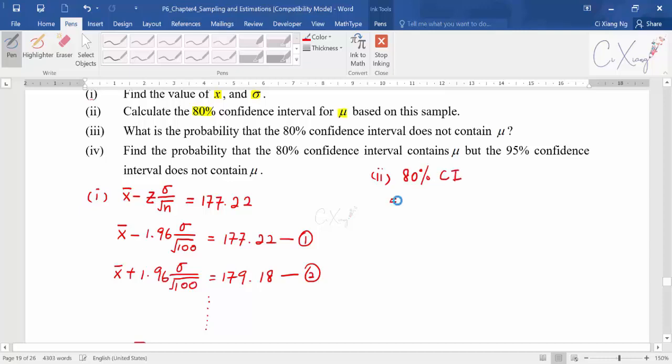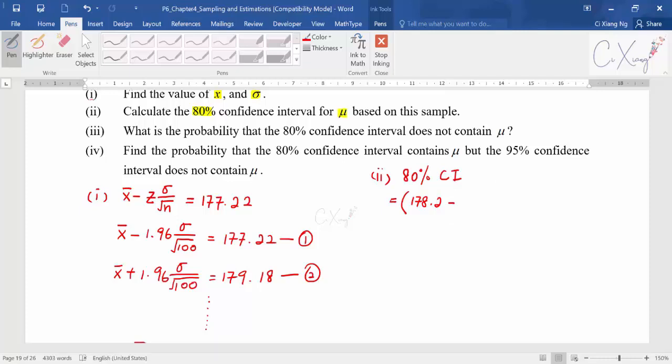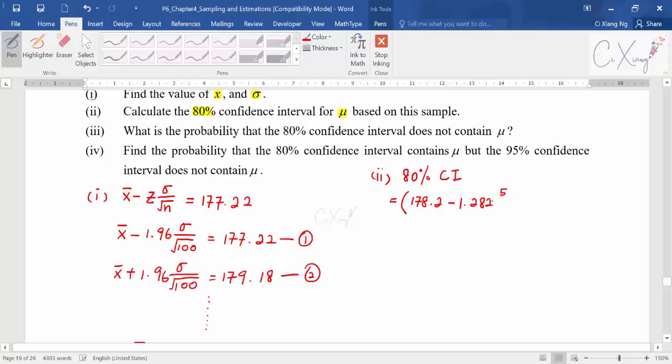Okay, so the formula is sample mean 178.2 minus the Z. So what is the Z for 80%? If you want to test your understanding, you can pause the video here and try to find the Z first. Okay, so if you didn't make any careless mistake, the Z should be 1.282. Then you substitute the sigma and also the N, 100. Same thing happens for the upper limit.